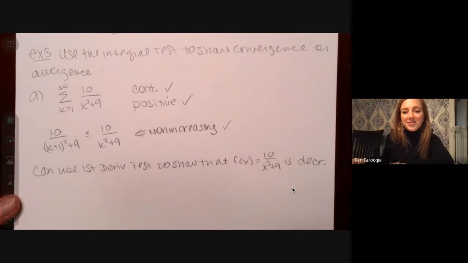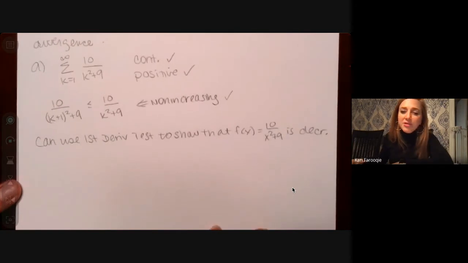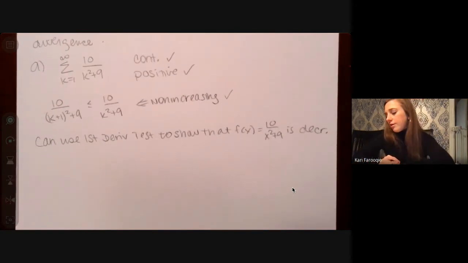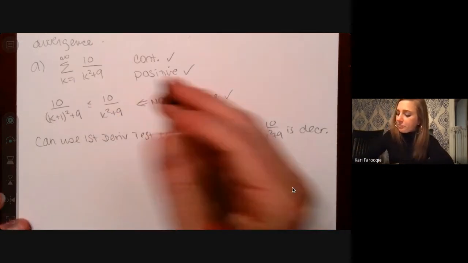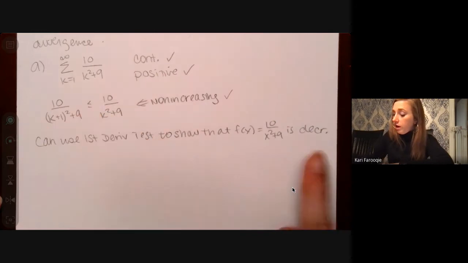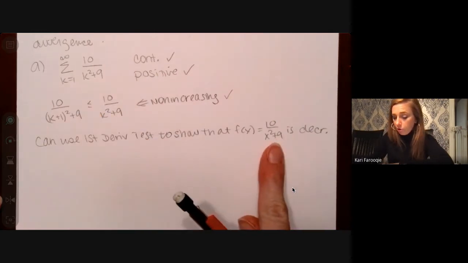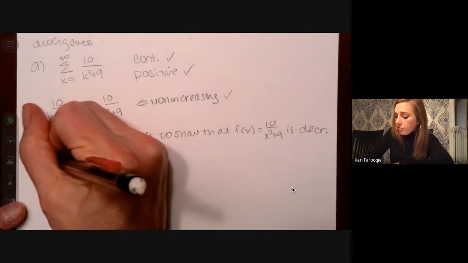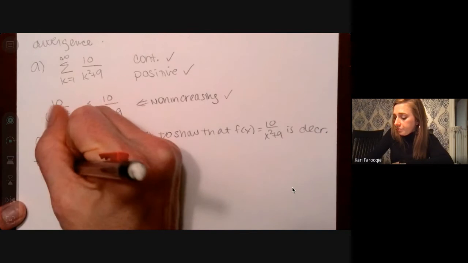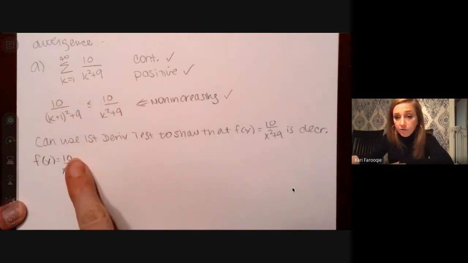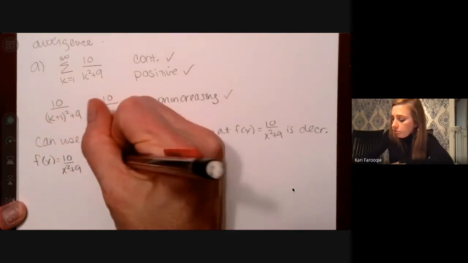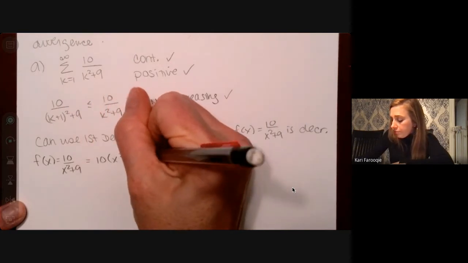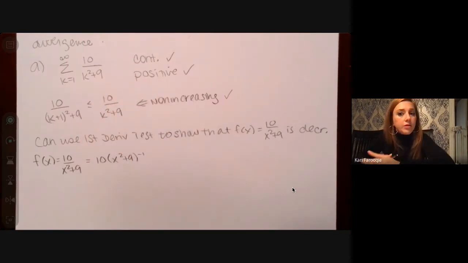And I also like to do this just because it's been a long time since you've used the first derivative test, and it's always good practice, right? Always. All right, so let's say we have f of x equals 10 over x squared plus 9. If you want to keep it like this, you can. A lot of times in Calc 1, when we had a constant in the numerator, we rewrote the function like this. You don't have to, but you might find it easier to take the derivative.